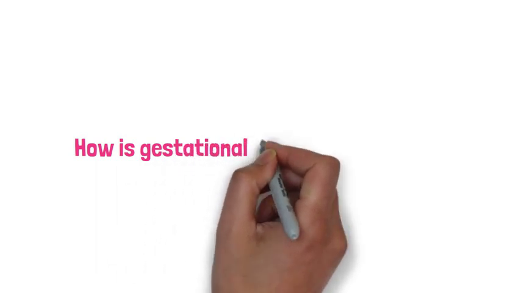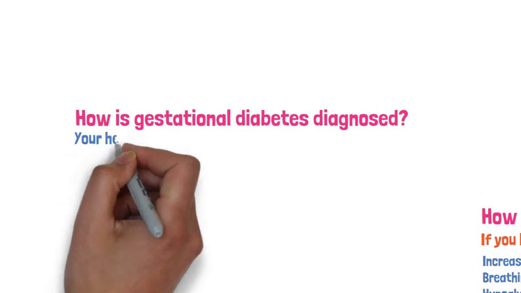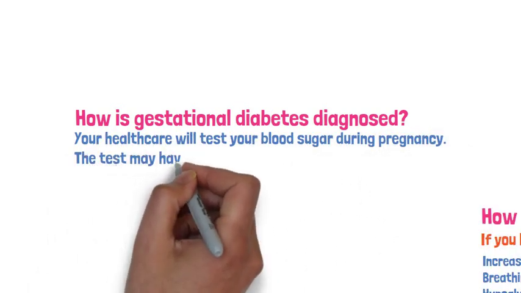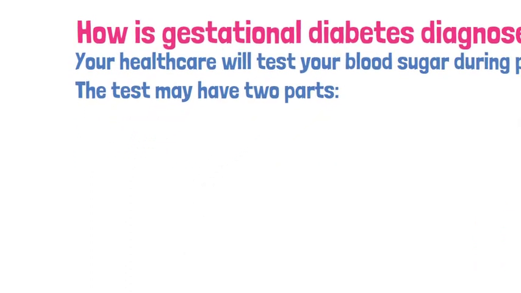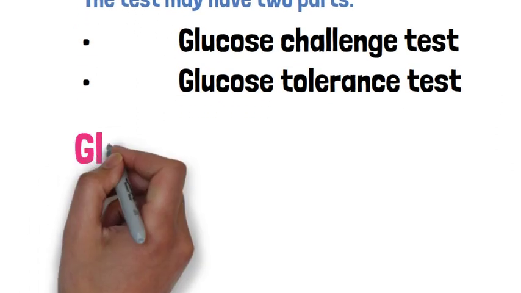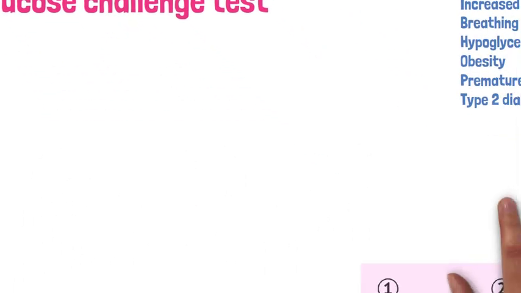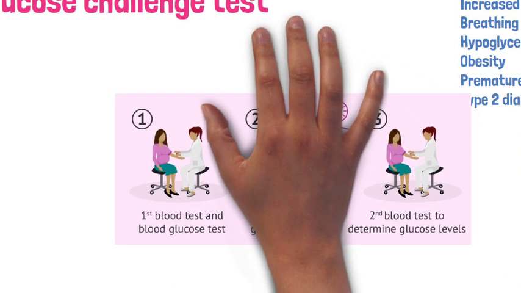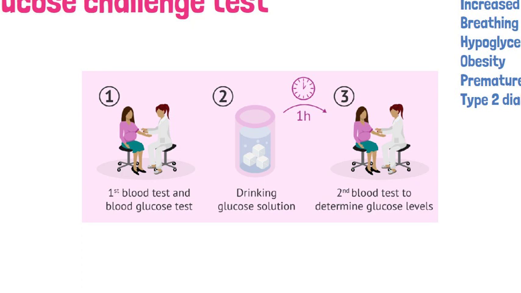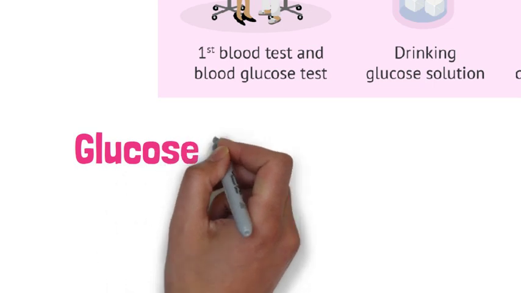How is gestational diabetes diagnosed? Your healthcare provider will test your blood sugar during pregnancy. The test may have two parts: glucose challenge test and glucose tolerance test. In the first part, the glucose challenge test, you drink a sweet liquid. After about an hour, you will have a blood test to check your blood sugar level. If your blood sugar level is high, it can lead to a glucose tolerance test.